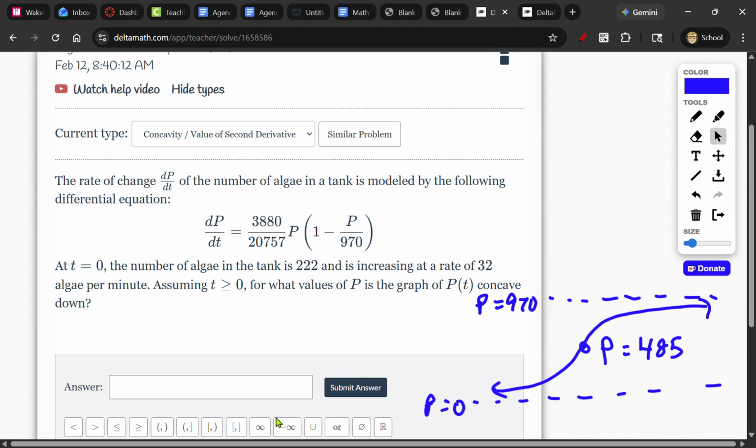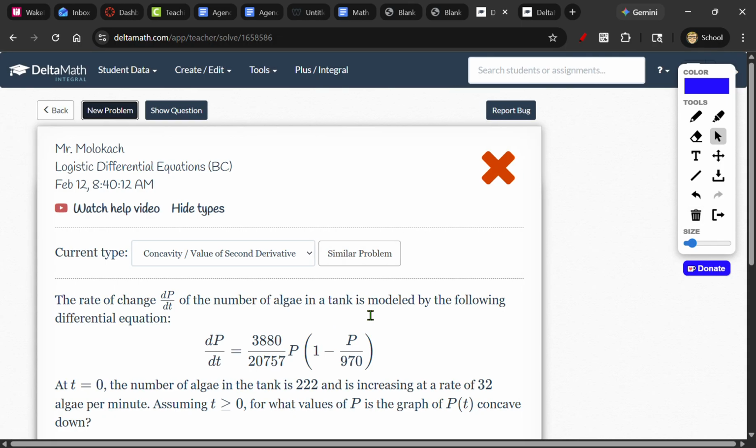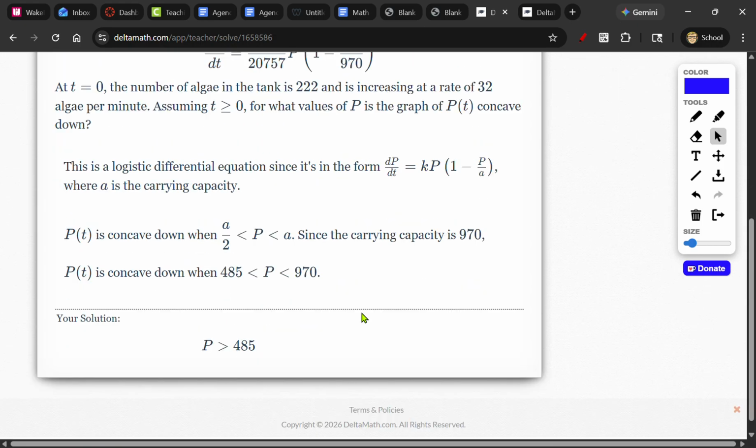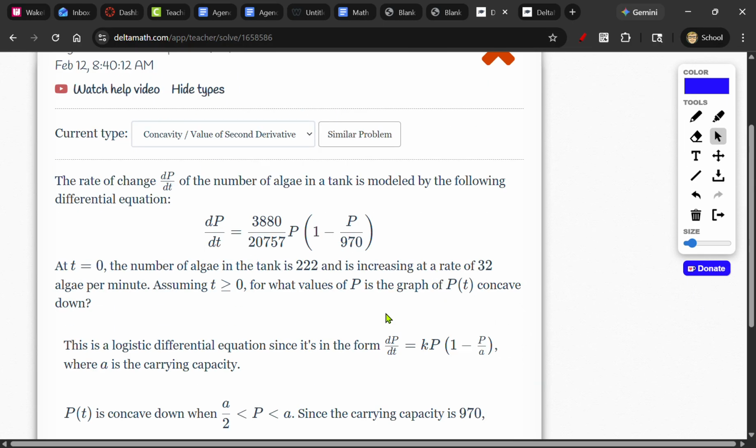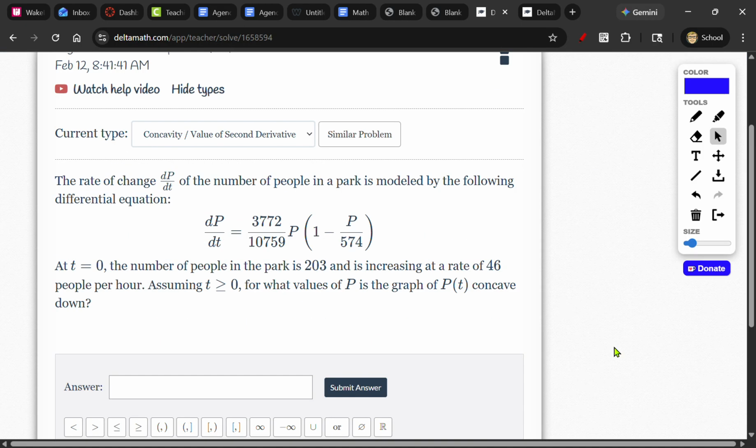So in this little box here, I'm just going to say, okay, what values of P is the graph concave down? It's for any population greater than 485, right? Uh-oh, what did I do wrong? Oh, my fault. I realize now what I did. There is a carrying capacity, right? You can't have population indefinitely increasing. So my fault. It's between 485 and 970. So I totally made a mistake there, but hopefully you understand why that's the case. In fact, let me do another problem here. And I'll explain why I messed that up.